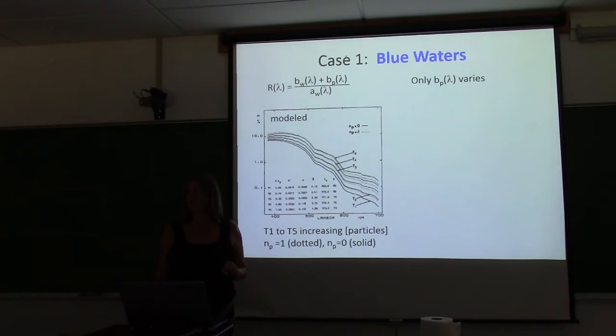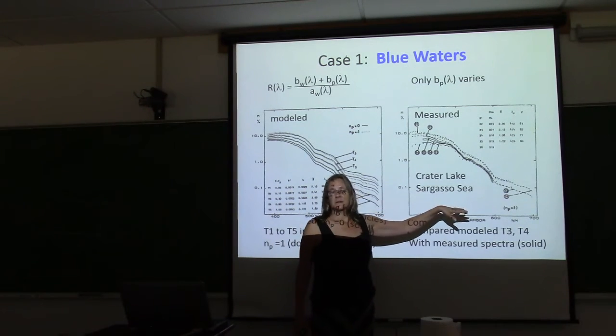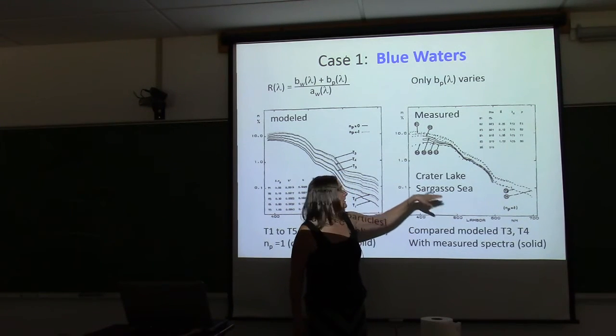Crater Lake, Lake Tahoe. There are places on the Earth which have really, really clear waters. They went to Crater Lake and the Sargasso Sea. That's where they happen to have data. There are other places they could go.